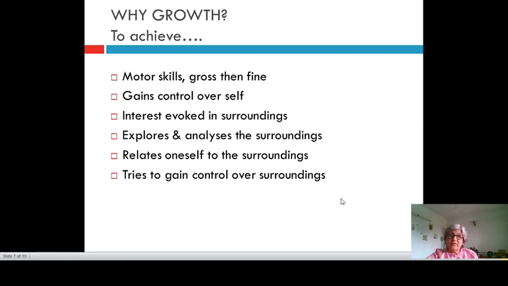After this control over the self is attained, the child starts looking around. Interest is evoked in the surroundings. He looks at toys, he tries to catch the toys, and then he explores and analyzes the surroundings. And as he analyzes, he relates it to oneself. He knows his self, he has control over the self, and he knows how he can manipulate the surroundings. Which person he should go to for food. What should he do when he is hungry?